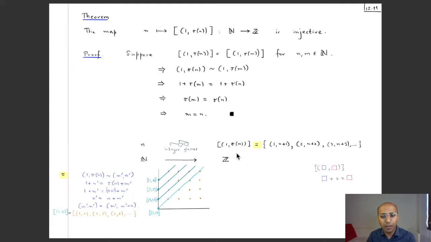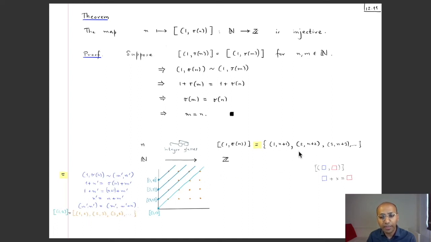Okay, but if there is something in this equivalence class, then it's equivalent to 1, sigma n. But that means that 1 plus n prime is equal to sigma n plus m prime. And sigma n is n plus 1. So by the additive cancellation law, the 1 cancels, leaving n prime is equal to n plus m prime. So indeed, m prime, n prime, the second entry, n prime, is really n plus m prime. So the second entry is the first entry plus n. So it belongs to this set.